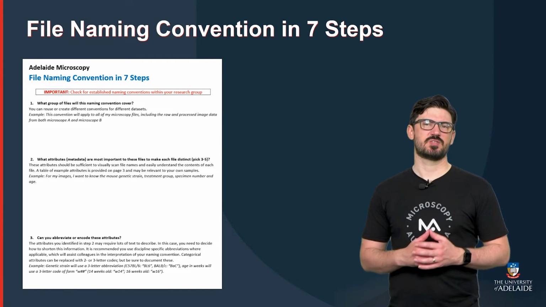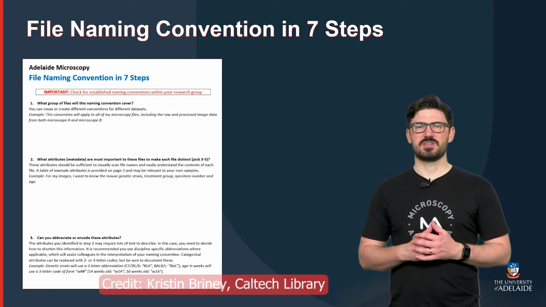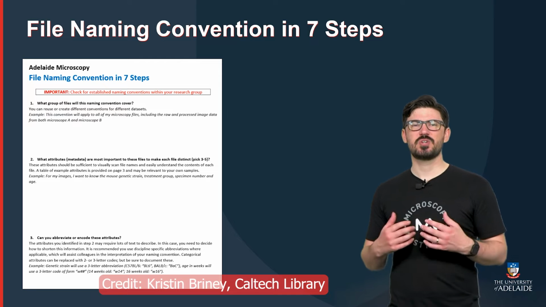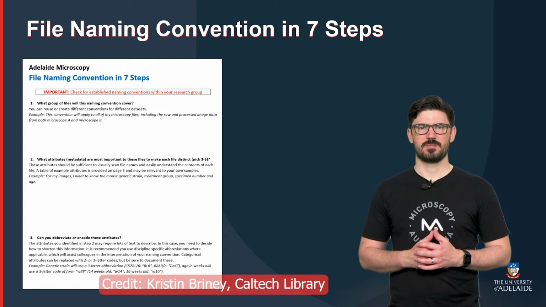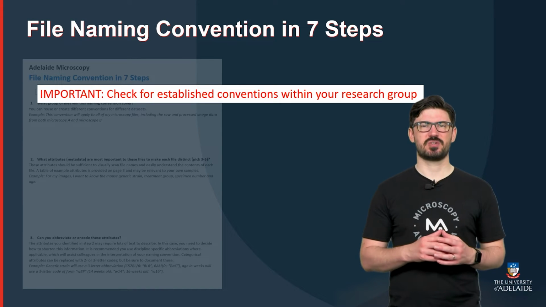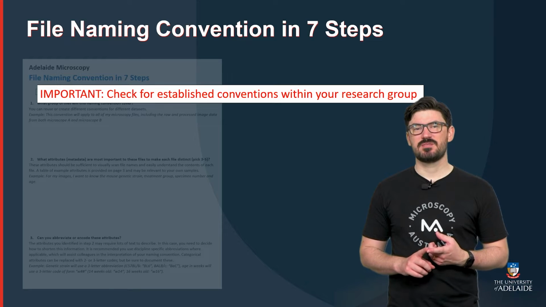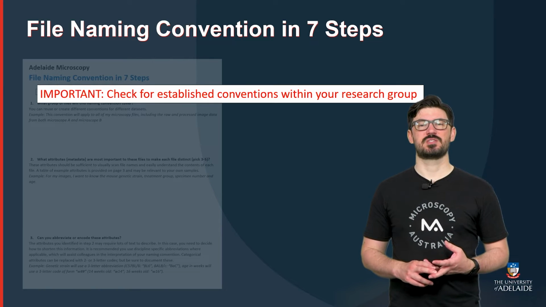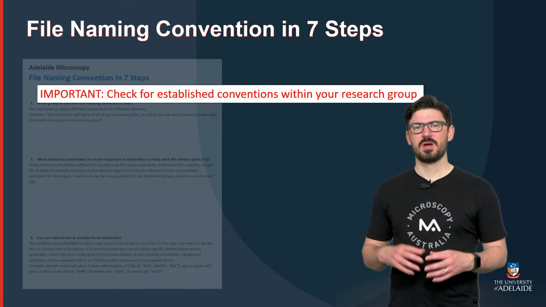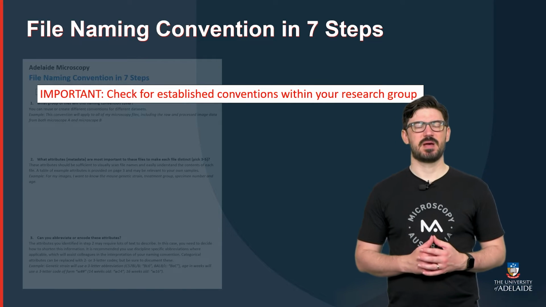So we can create a naming convention in 7 simple steps, and these are defined in the file naming convention worksheet, which you can download in a link somewhere below. Credit is given to Kristen Bryant from the Caltech library, who originally created the worksheet and which I've modified for our microscopy users. But first, if there exists already naming conventions in your lab or scientific discipline, then please use these. Existing naming conventions may already be well understood by your colleagues, so there's no reason for you to reinvent the wheel. But watching this video may help you to understand how that existing convention came about.